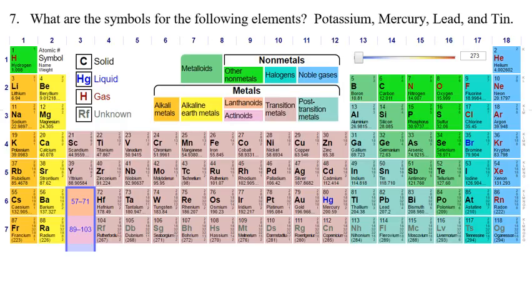Question 7. Symbols for potassium, mercury, lead, and tin. These ones are all kind of weird. Potassium is K. Mercury is Hg. Lead is Pb. Tin is Sn.